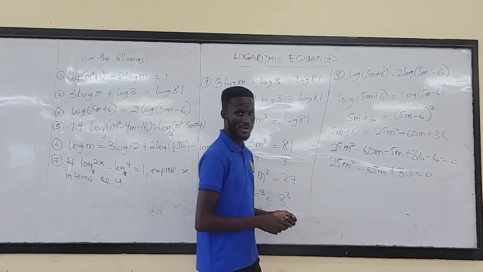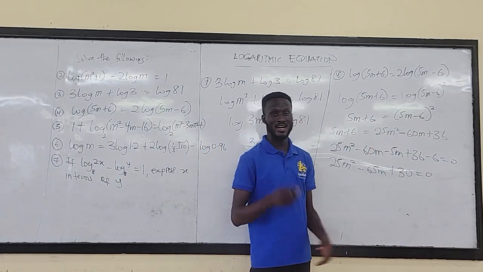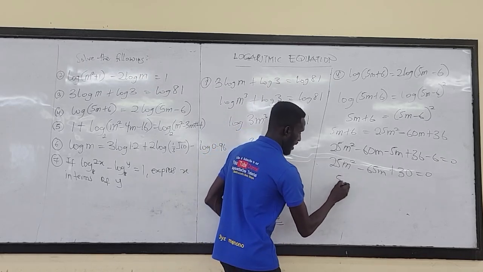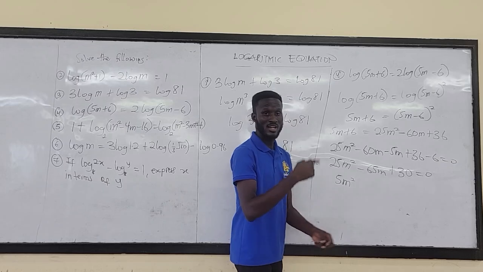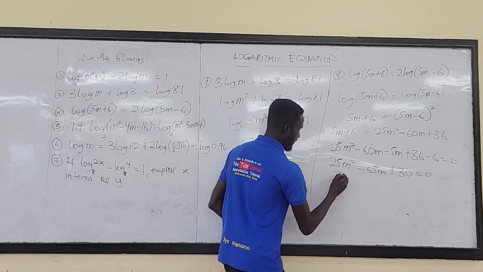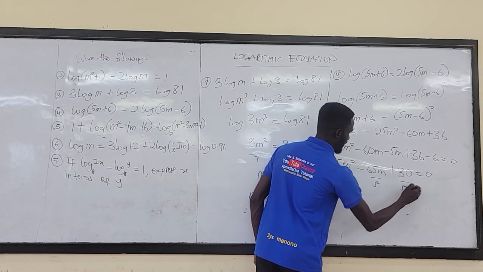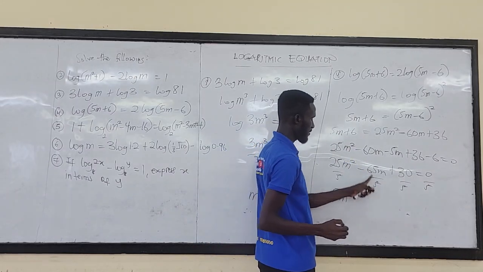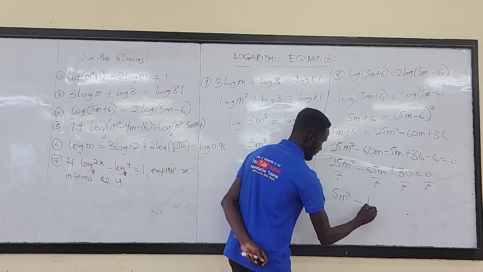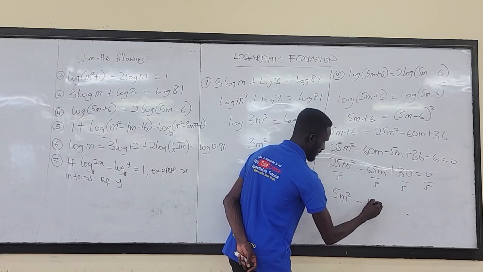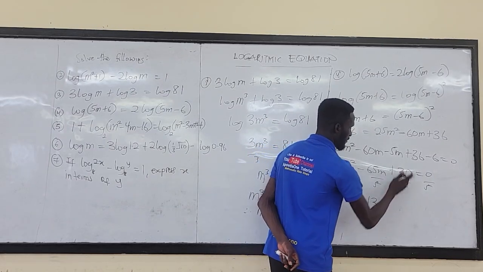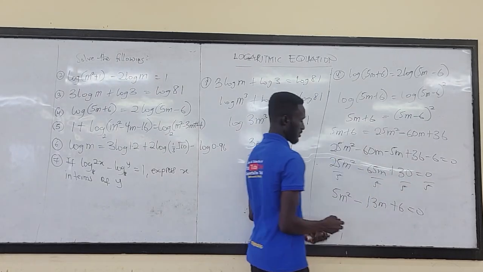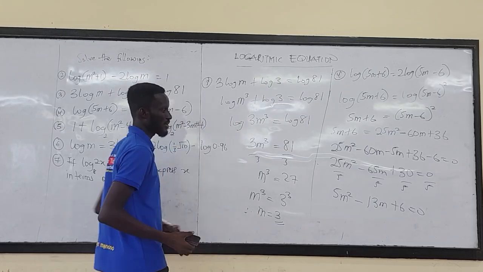Now, if you look at this very well, I can see that all of them have a factor of 5. So I want to divide through by 5. This one divided by 5, this one by 5, this one by 5, and this one by 5. So we have 5m squared. 5 going into 65 is 13, so minus 13m. 5 going into 30 is 6, so plus 6 equal to 0. Now let me clean this one and continue from there.